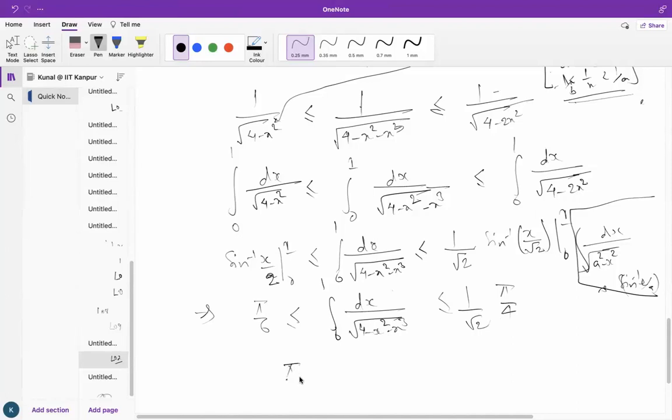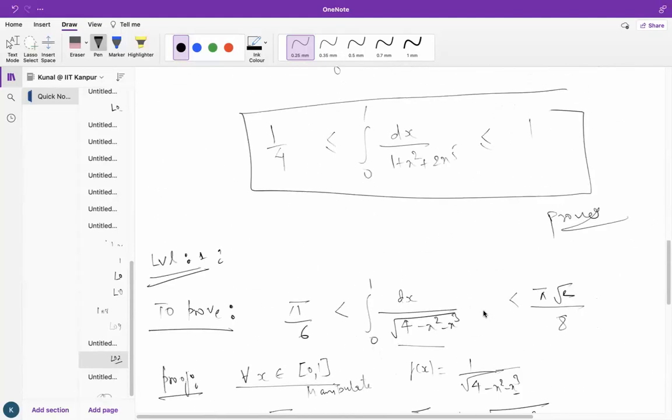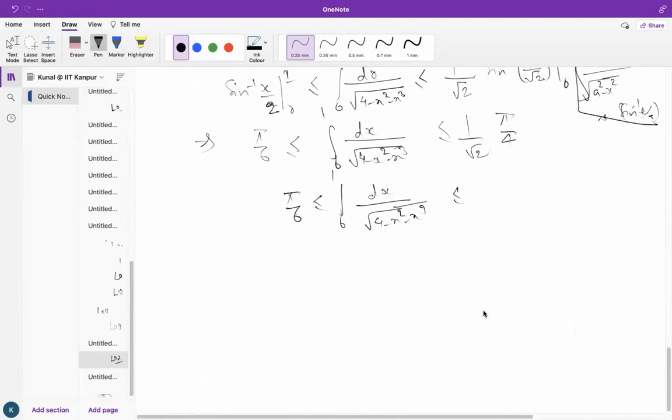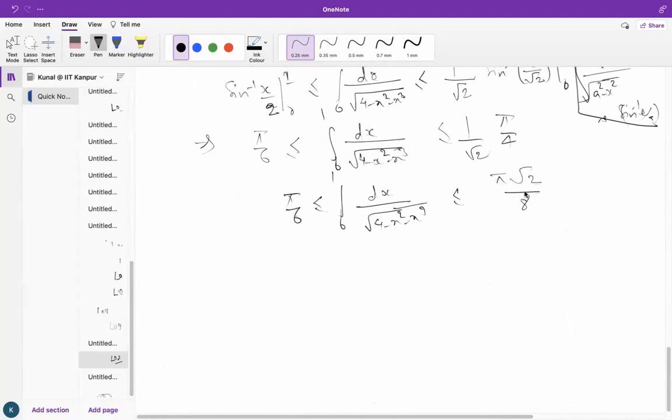So when we do some manipulation here, I mean take the reciprocal, we will get this thing, pi root 2 by 8, just multiply and divide by root 2. So this is our 2. Okay, I hope you'll all understand this.